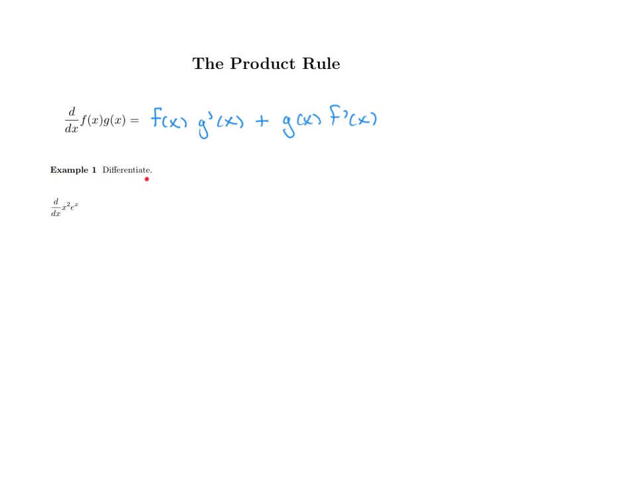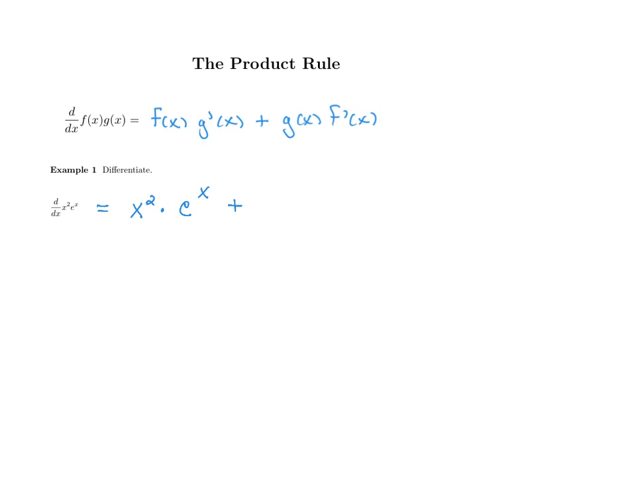Let's try that in example 1, where I want to take the derivative of x squared times e to the x. So here we have two functions. The first function is x squared, and the second function is e to the x. According to this rule, the derivative is, we'll leave the first alone, so that's x squared, and we'll multiply by the derivative of the second. Now the derivative of e to the x is just e to the x, so that is the derivative.